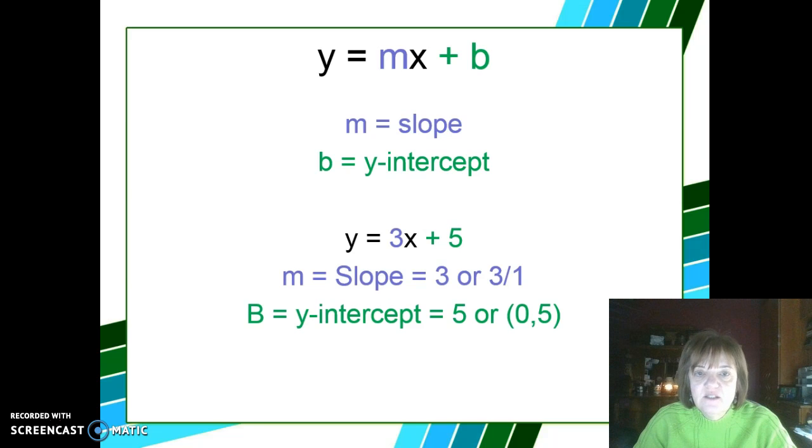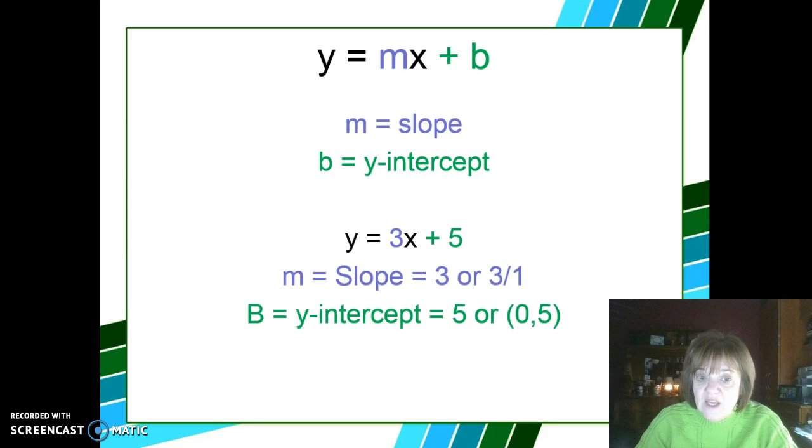Don't think just a spot on the graph. Okay, when we're talking about the slope, we're not talking about a spot on the graph. We're talking about how steep the line is going from point to point. And the b in this equation is our y-intercept. So it is a location. And I have an equation there for you. We're going to graph that one in just a minute. Y equals 3x plus 5.